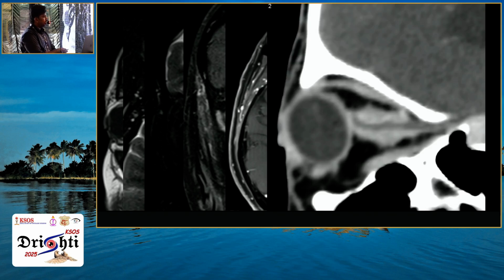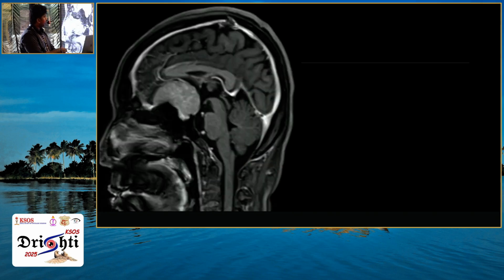This is a sagittal image on CT, just to show you the tram track sign. And this is a case where we have seen the optic nerve meningioma. Let us just see the sellar meningioma cases. This is a case of sellar meningioma.